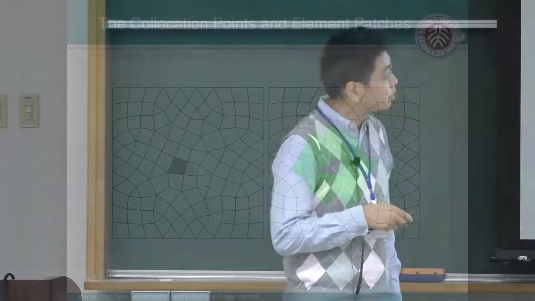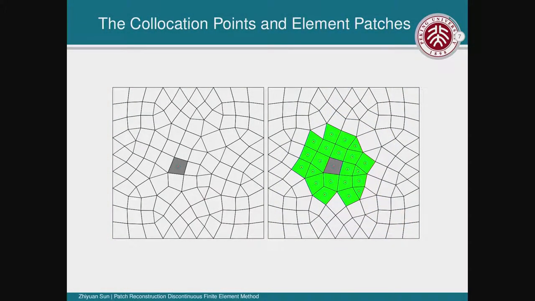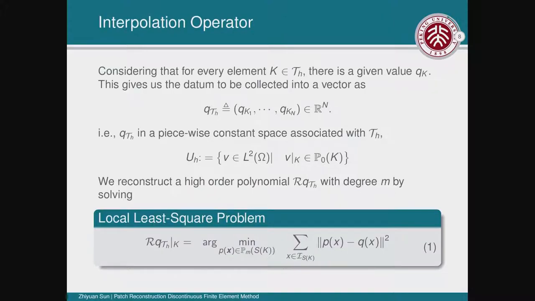in every element in the element patch there is a collocation point. Then we do the interpolation process in the element patch. So here is the mathematical description.